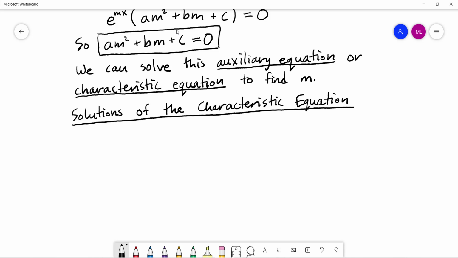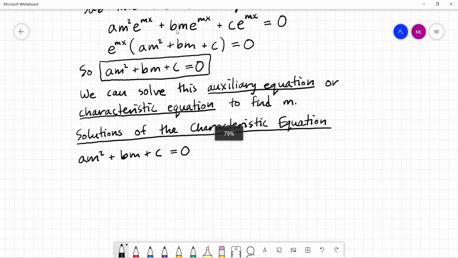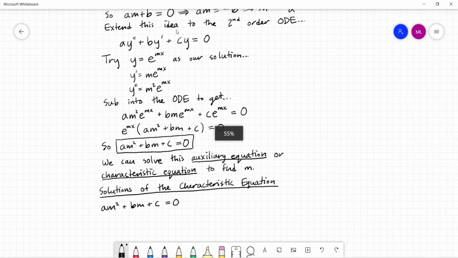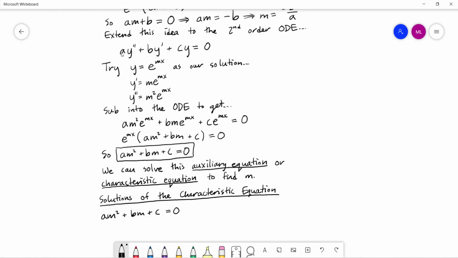Okay, so our characteristic equation we just wrote down as am squared plus bm plus c equals 0. First things first, let me just make it totally clear. Let's relate this characteristic equation back to the original differential equation. So get this all on the screen here. Here's the differential equation that we were looking at. Here's its corresponding characteristic equation.